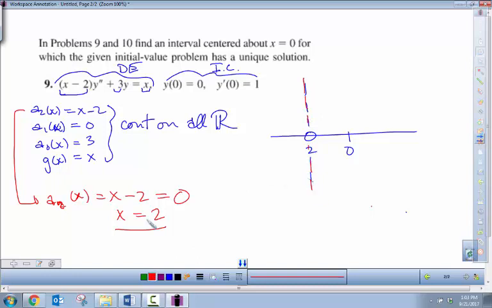So your unique solution will either be on this left side of the 2 or on the right side of 2. And since our initial condition has 0 in it, your interval where this exists is going to have to be on the left side of 2.